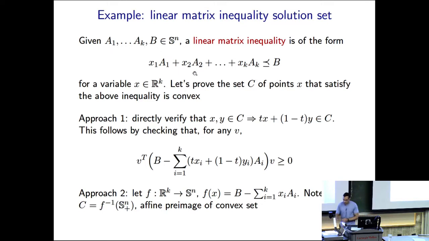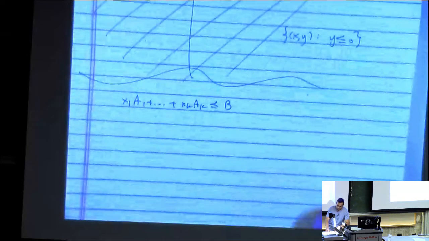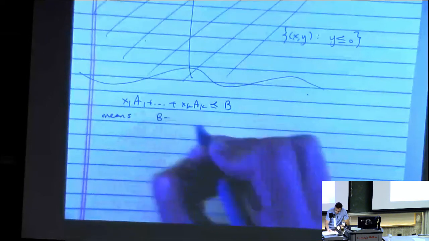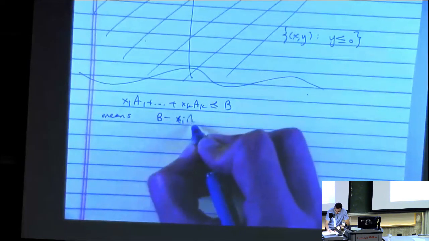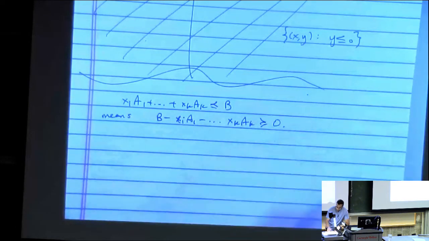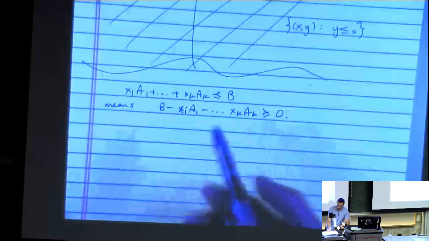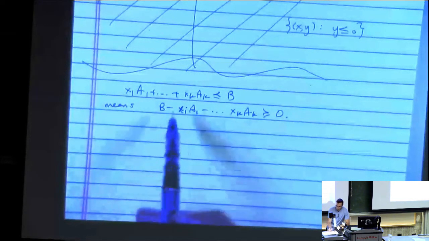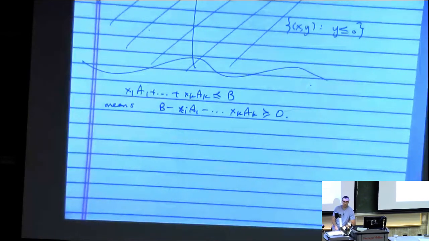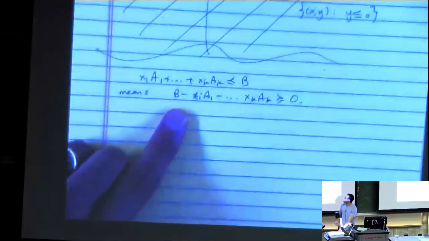Just to remind you, as I said a little earlier, by this I mean that B minus x1 A1 minus ... minus xk Ak is positive semi-definite. It makes sense to multiply a matrix by a scalar. I just mean I multiply every element of this matrix by that scalar. That's what I mean by x1 A1, as an example. So this is called a linear matrix inequality.